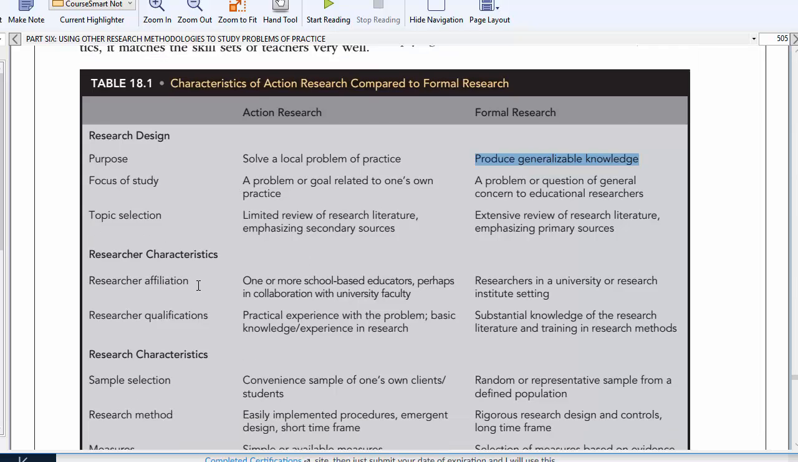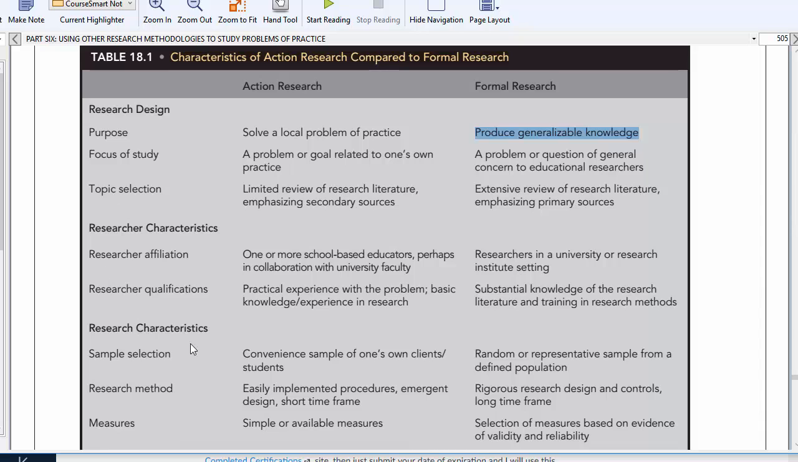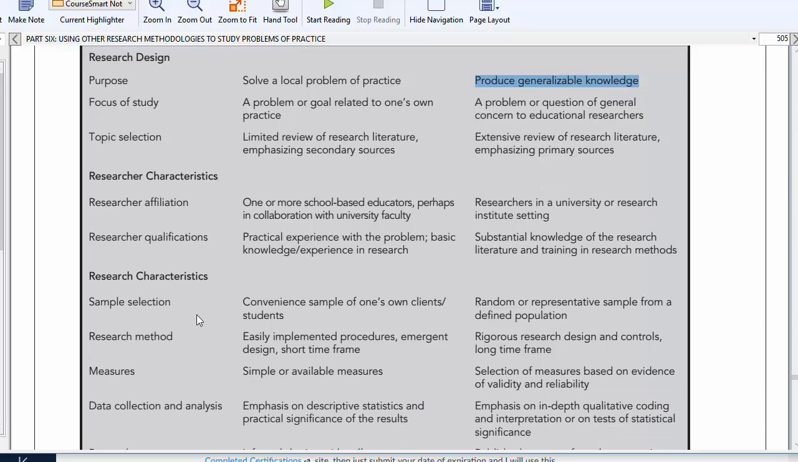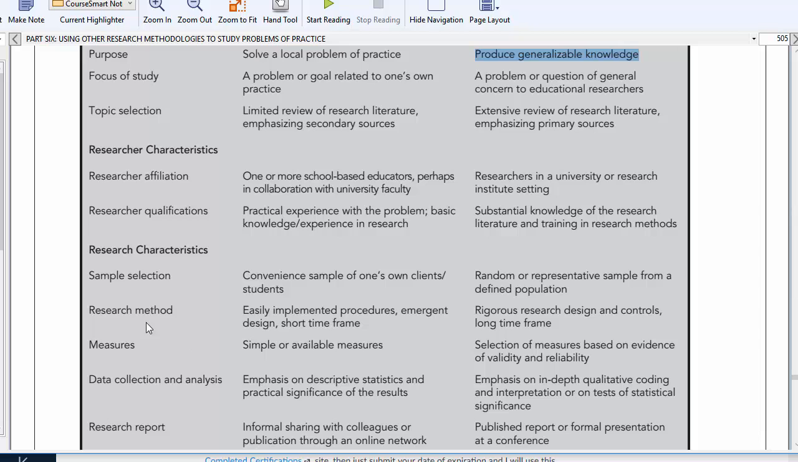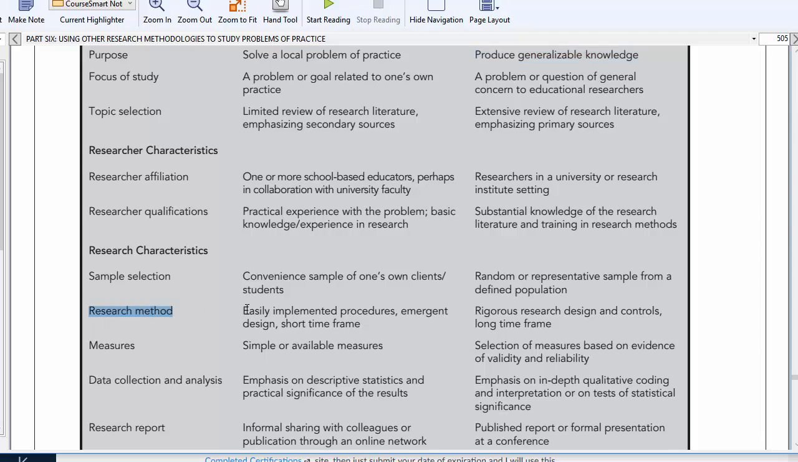Focus of the study, topics of selection, researcher characteristics. Just take a look and read through these items to have a good idea about how this differs. I'm going to jump down here to this one, research method. It's easily implemented. Procedures are emergent design. It's a short time frame. Here it's more rigorous. Design controls, long time frame. And I might say larger sample size. Sample, sample, sample. In fact, go up here to the top: random representative sample from a defined population. Here we're looking more at a convenient sample, usually one's own clients or students.